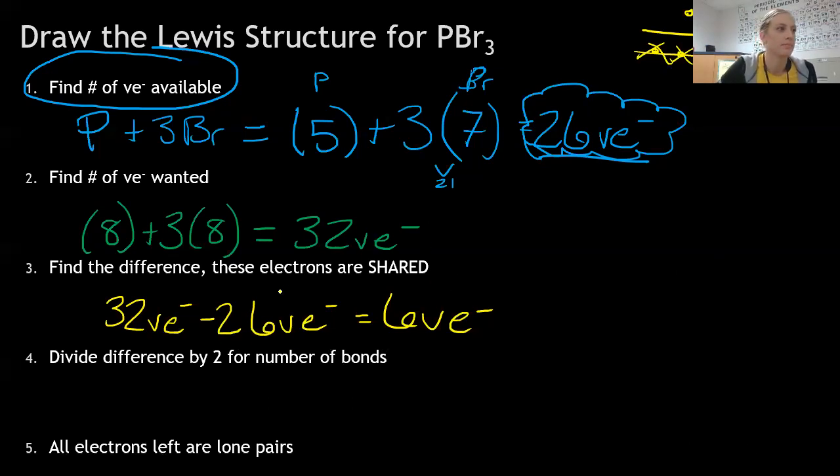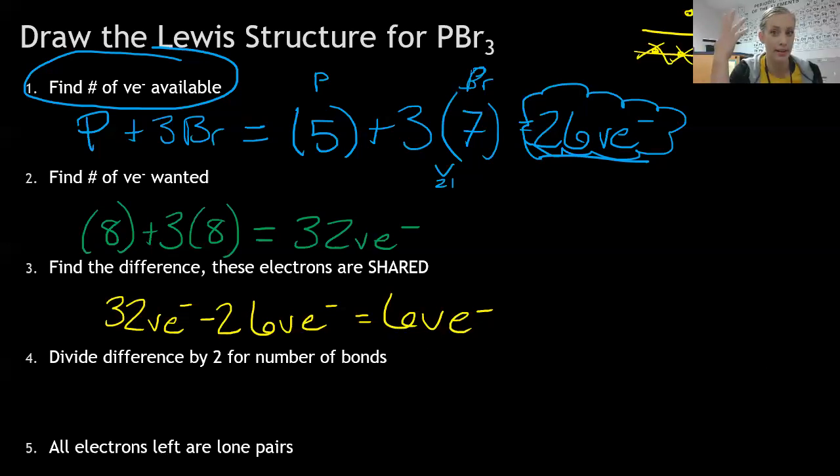Trisha? I don't know. Okay, let me ask you a different question. I have 6 shoes. How many pairs of shoes do I have? I have 6 individual shoes. How many pairs do I have? 3. Okay, I have 6 valence electrons.